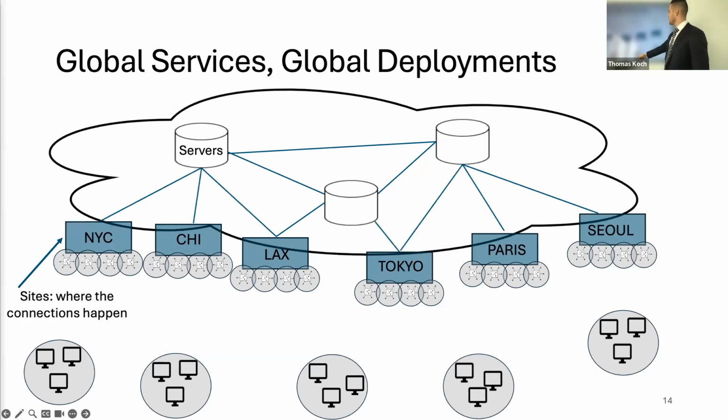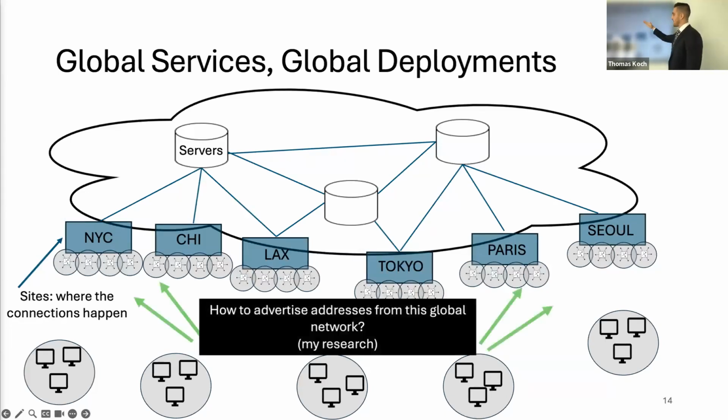And so a user can be routed through any of these sites, and it doesn't really matter which one they hit from a service perspective, because eventually it'll just connect to a backend server, all of which are replicas of each other. And so all of these sites essentially serve the same service. But the question that I ask in my research is, how should I advertise addresses from this global network?